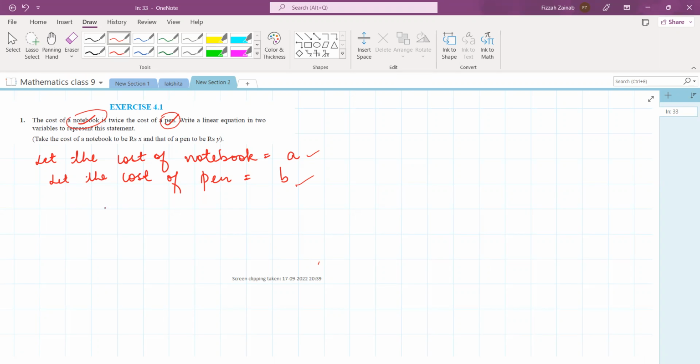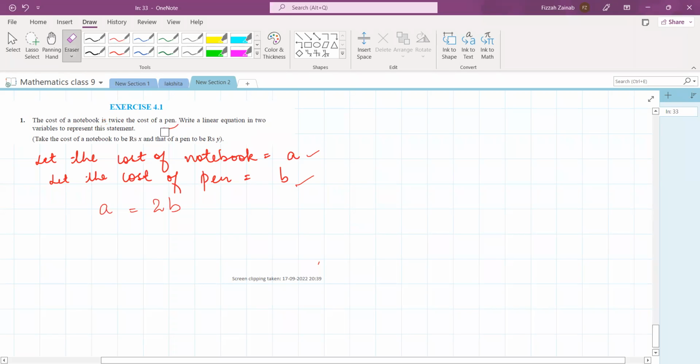That means A is equal to twice of the cost of the pen, right? So wherever you have "is" in the question, you can put an equal to sign. Sometimes students make mistakes in this. They will write 2A is equal to B, or they get confused. So that's a hint: wherever you see "is". So the cost of a notebook is, that means A is equal to 2B, right?